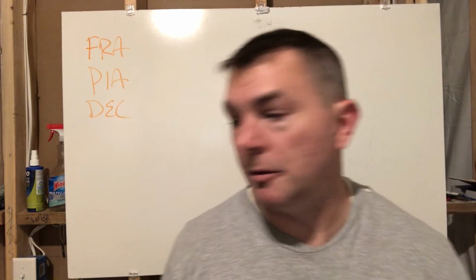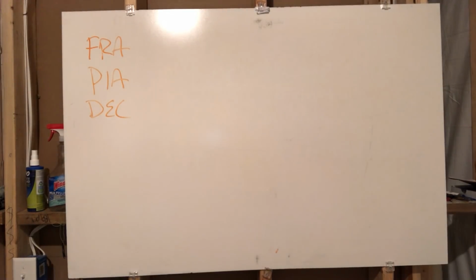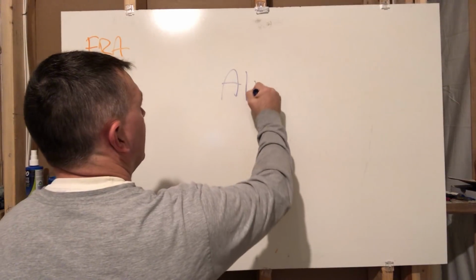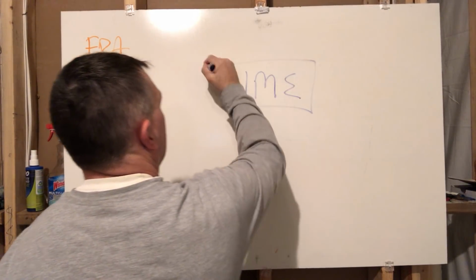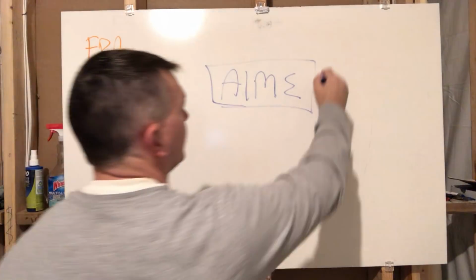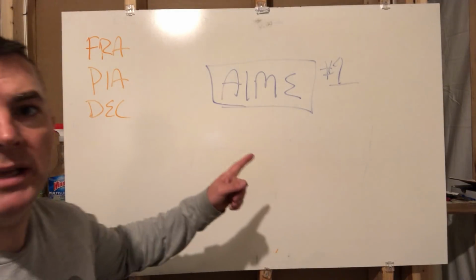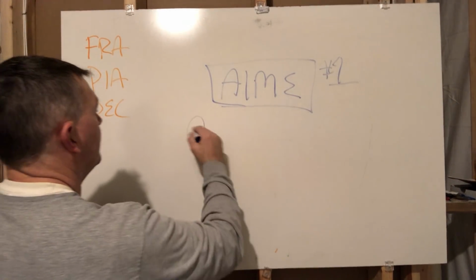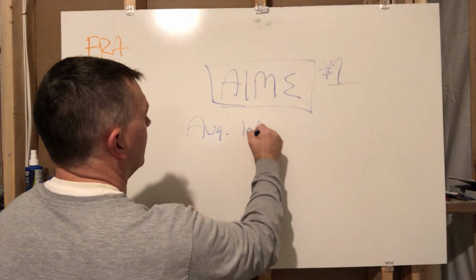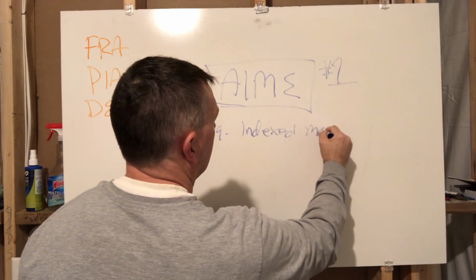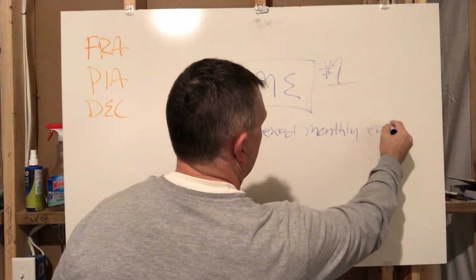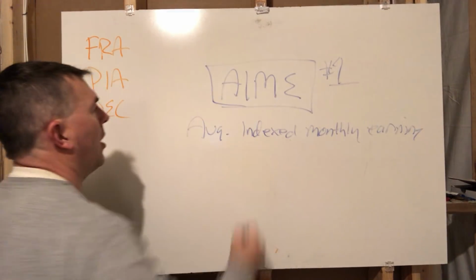Now here's the main one you also have to know. Let me get a different color because I want to accentuate. This might work. I want to do AIME. The number one thing for Social Security numbers you have to know: your average indexed monthly earnings. Everything revolves around this.